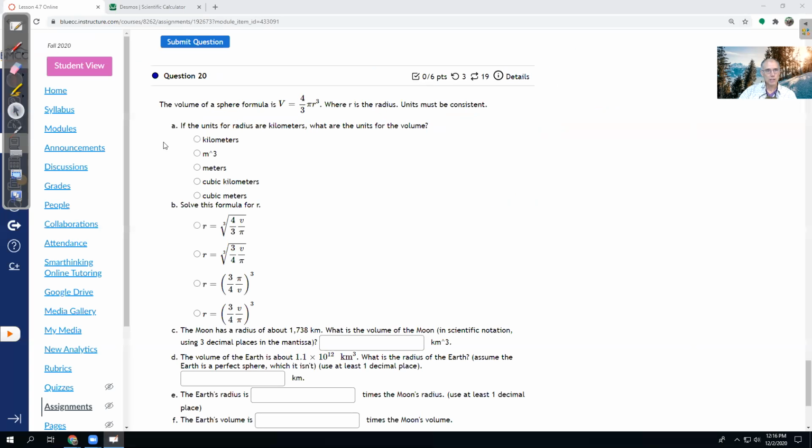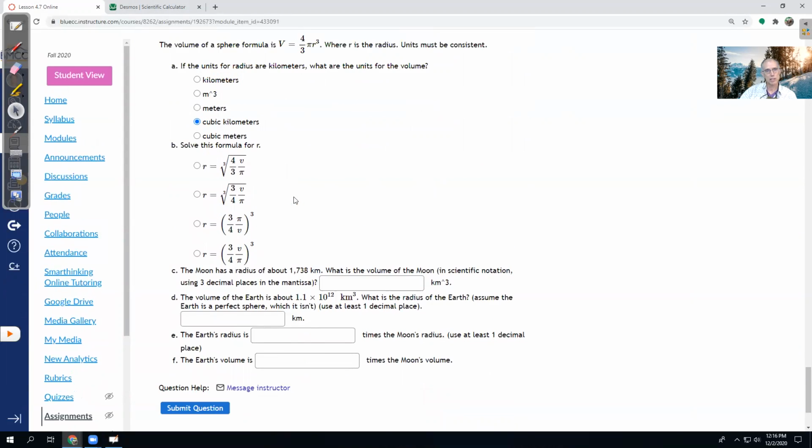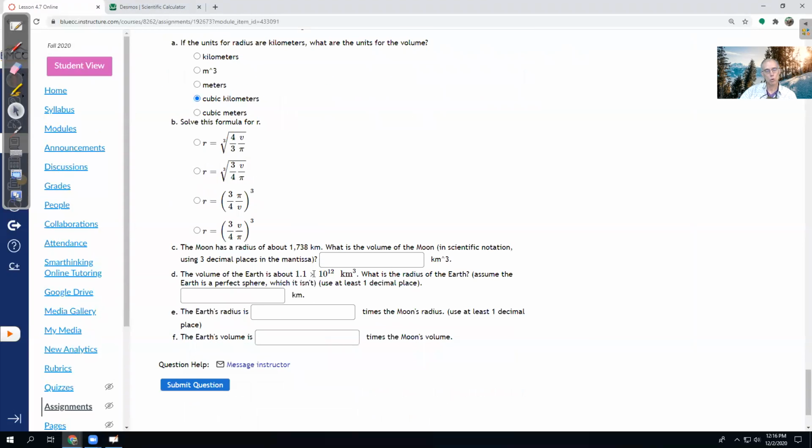And then, so cubic kilometers, we want to solve this for R, and we have to figure out which is the correct formula here. And then we have some big numbers to plug in to either the original formula or the modified formula we're going to get in part B. So let's solve.